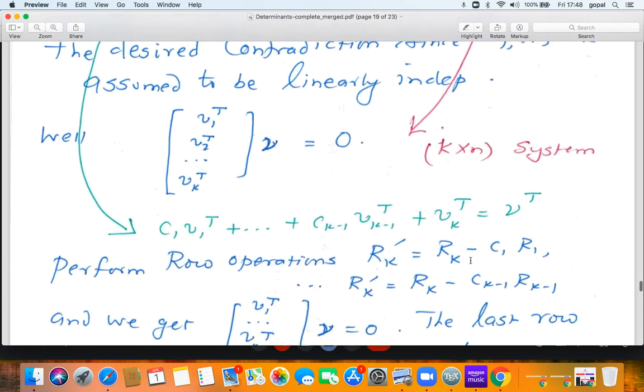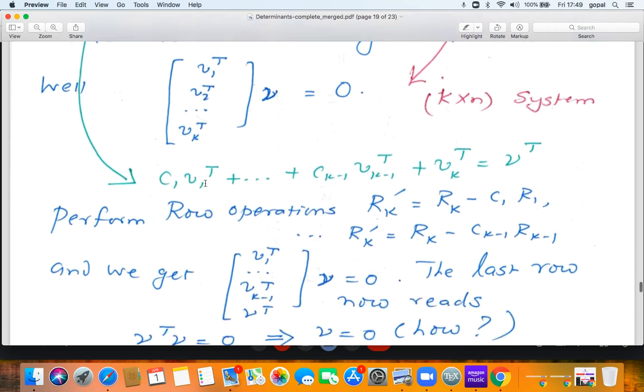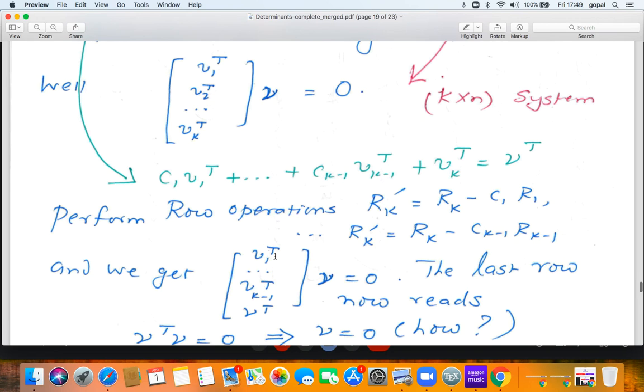There is a typo here. It should be Rk prime equal to Rk plus C1 R1, up to Rk prime equal to Rk plus Ck minus 1 Rk minus 1. I'll make the change when I share the slides with you. So you understand what I'm trying to say. I have already spoken it correctly. So what do we get? We have obtained a new system: V1 transpose, dot dot dot, Vk minus 1 transpose. The last row is nu transpose, and the right-hand side's last entry is nu transpose nu.